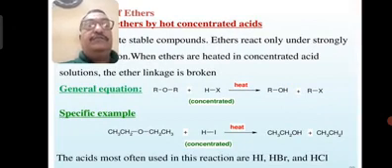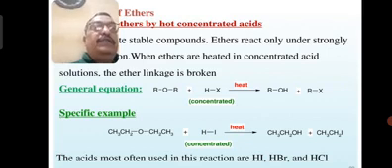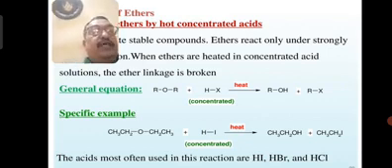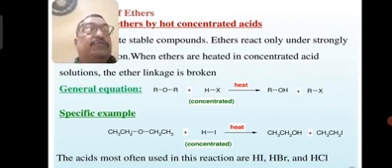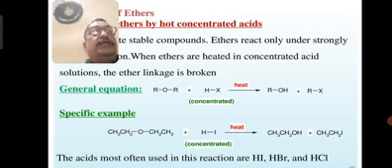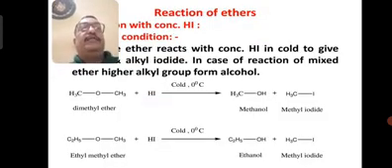The acids most often used in these reactions are HI, HBr and HCl, and it is found that HI is more frequently used than HBr and HCl, because iodine is more reactive than Br and Cl. That is the reason why we choose HI for this cleavage or breakage of the C-O bond.